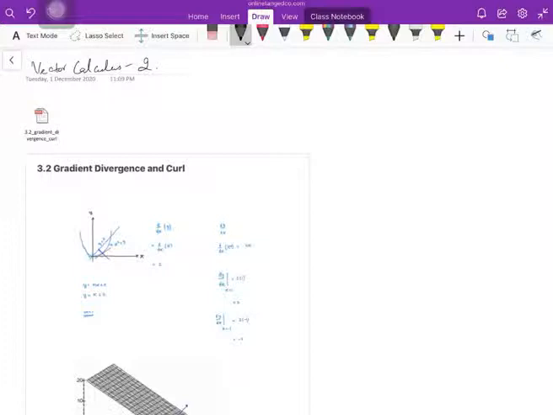Today's entire lecture is based on this only: curl, gradient, divergence, curl. Yesterday, in the last 15 minutes of the session, I gave you some idea. Let me recall that idea.